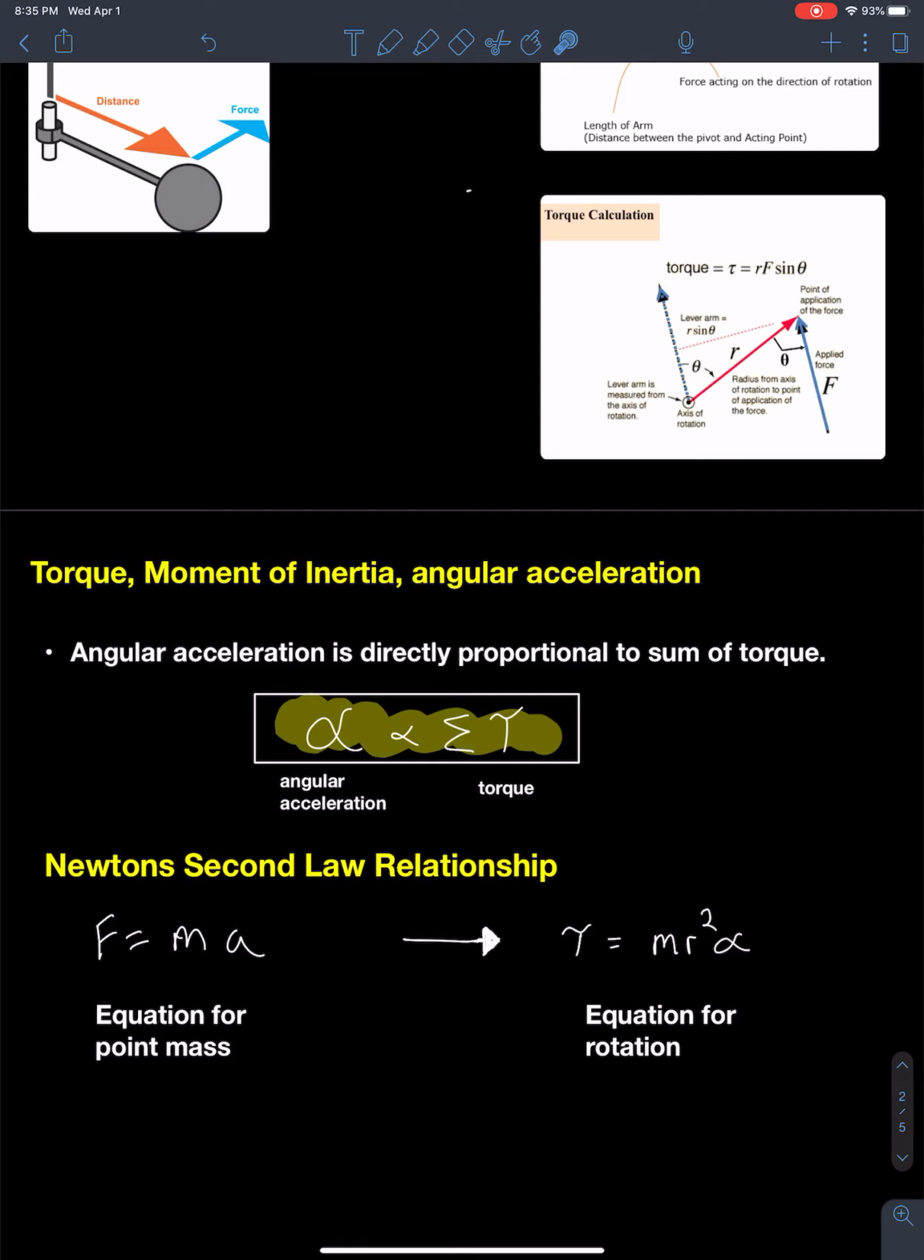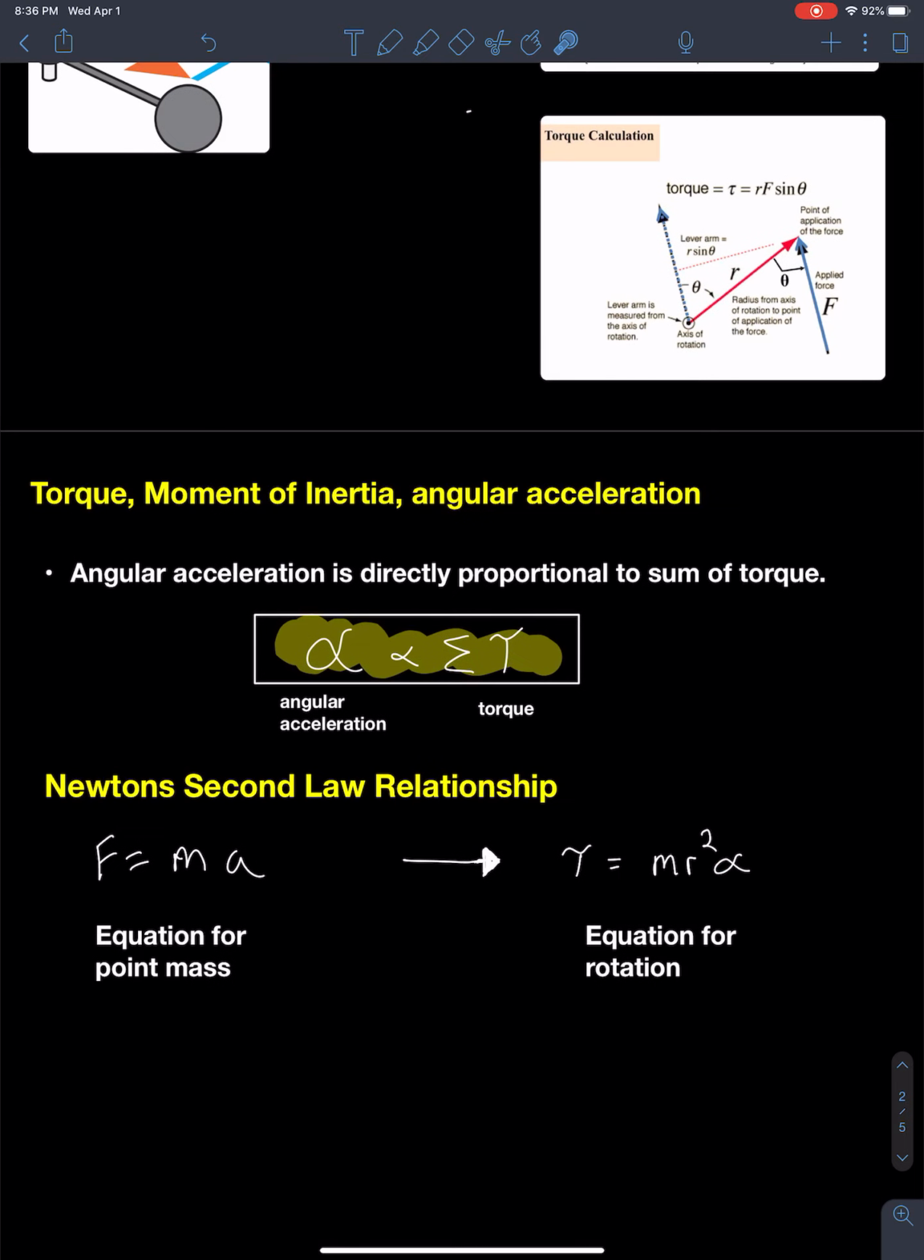Because force and acceleration, and torque and angular acceleration, are related, they all follow Newton's second law relationships. There's a Newton's second law of rotation, and it relates to torque. So how would I convert Newton's second law equation for point masses into the equation for rotation of a point mass? That's this equation over here: torque equals mass times the radius squared times my angular acceleration. How did he convert that to that?